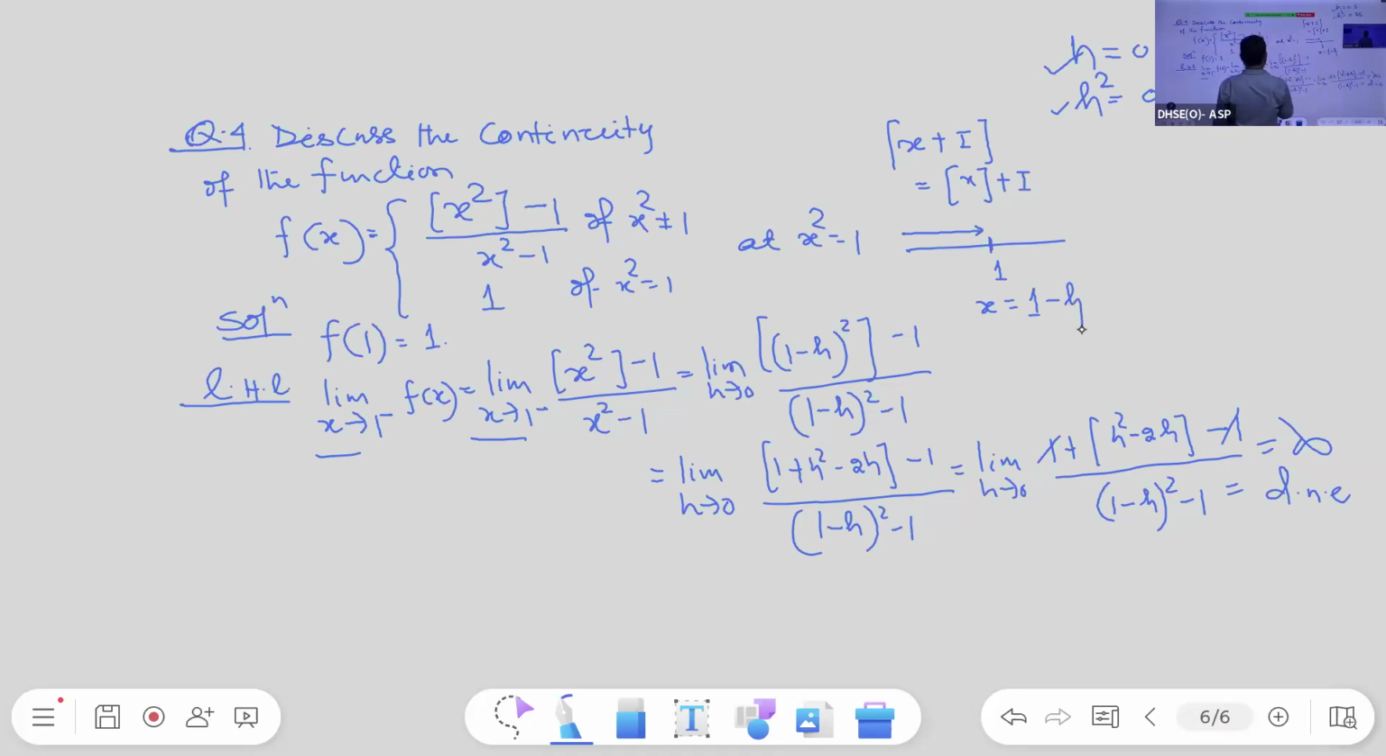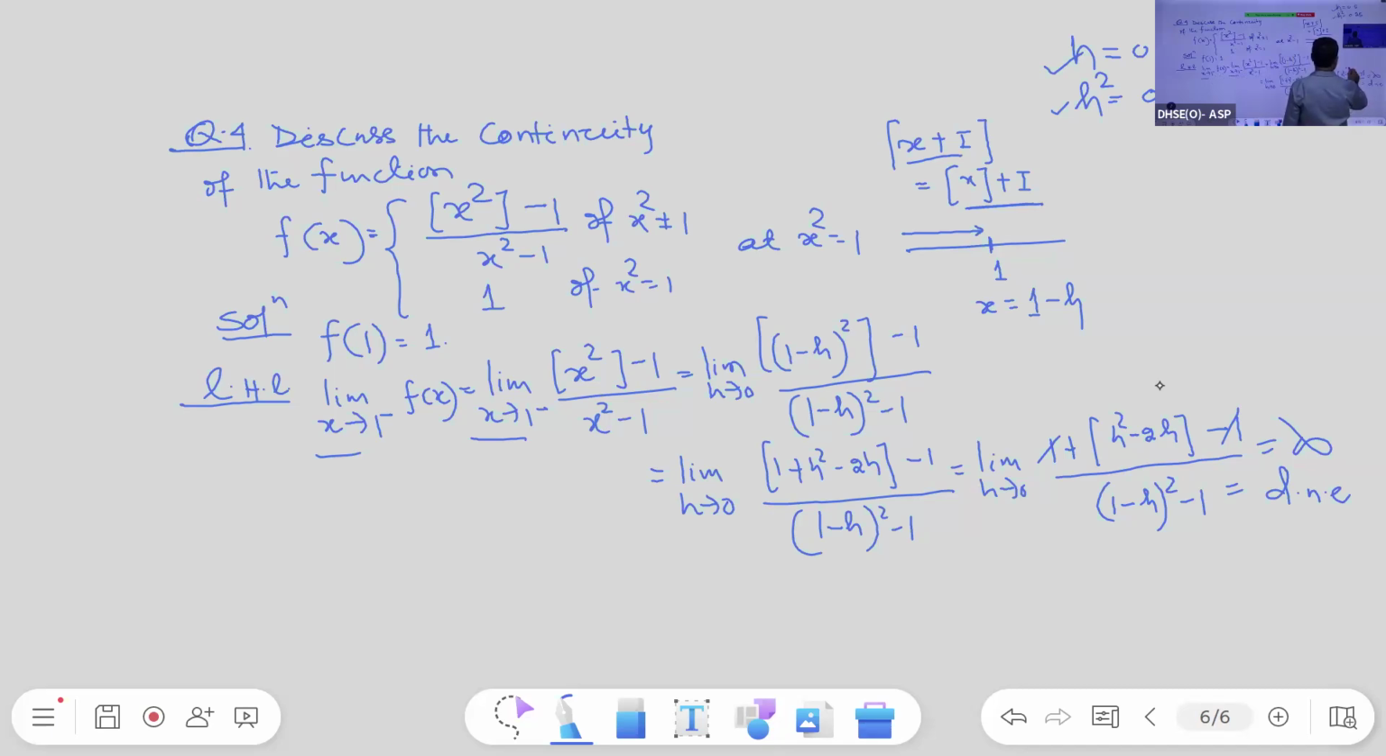So for this limit, you can write limit h extending towards 0, bracket 1 minus h whole square bracket minus 1 upon 1 minus h whole square minus 1. So 1 minus h whole square is 1 plus h square minus 2h, bracket minus 1 upon 1 minus h whole square minus 1. And here bracket x plus I bracket value is equal to I plus bracket x. So bracket 1 plus h square minus 2h bracket is equal to 1 plus bracket value of h square minus 2h, minus 1 divided by 1 minus h whole square minus 1.